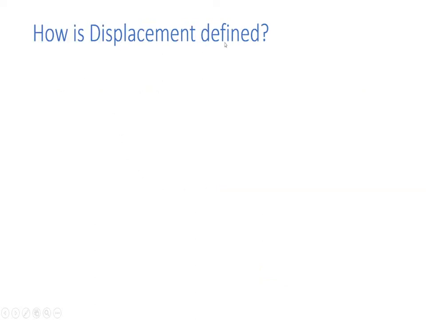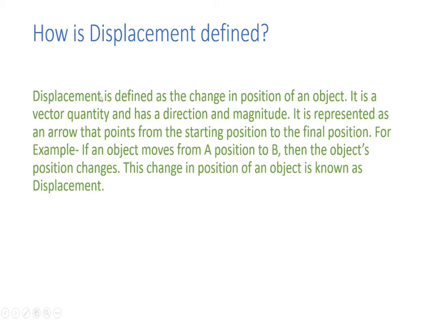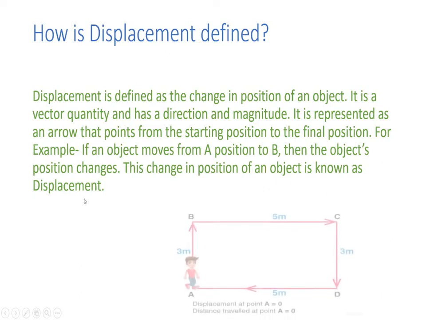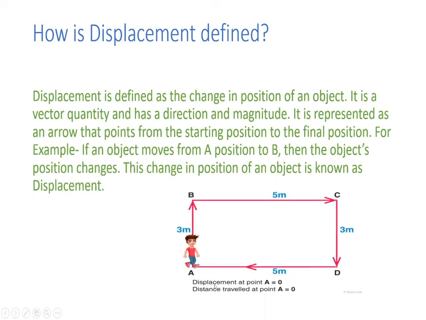How is displacement defined? Displacement is defined as the change in position of an object. It is a vector quantity and has a direction and magnitude. It is represented as an arrow that points from the starting position to the final position. For example, if an object moves from position A to B, then the object's position changes. This change in position of an object is known as displacement. Now let's see the figure here: displacement of A is 0.